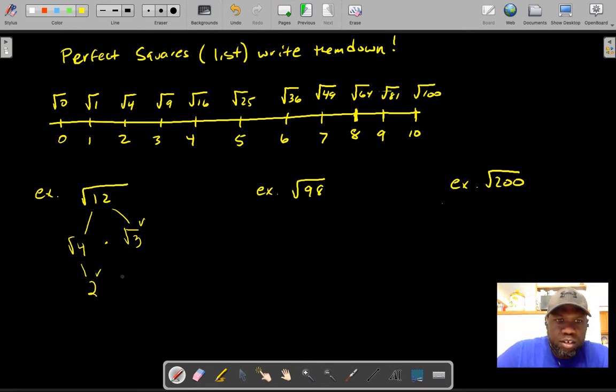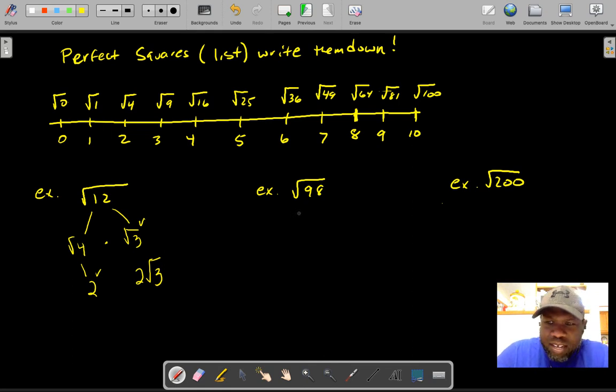Okay, so that's done. So basically, now I'm going to put these two numbers together. So it's 2 square root 3. And I'm done. And that's the answer. Ooh, wow, that's pretty easy to do. I think so. Okay, so let's try another one.